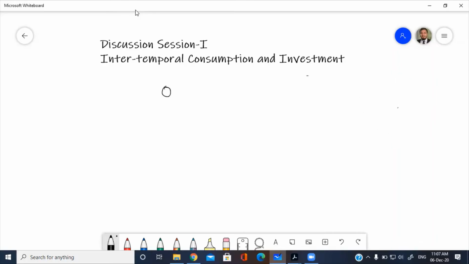We came up with the first order condition equation in this way: u prime of c naught equals 1 plus r divided by 1 plus beta times u prime of c1. This is just the first order condition of the general utility function. We showed how to derive this in lecture. In today's session, we will try to just apply this.